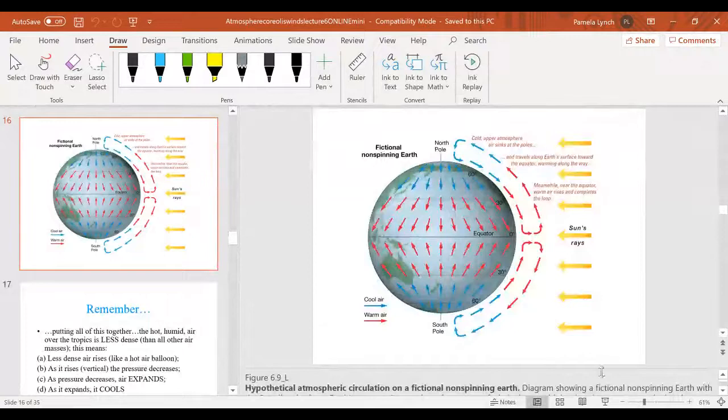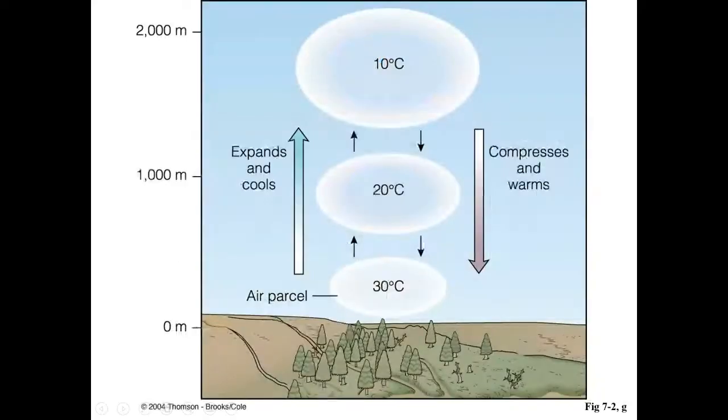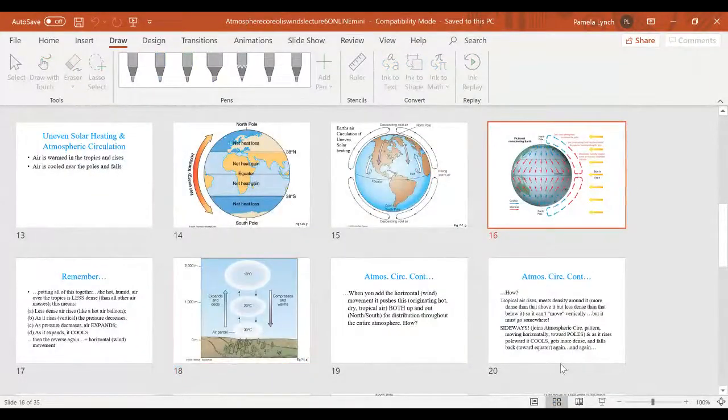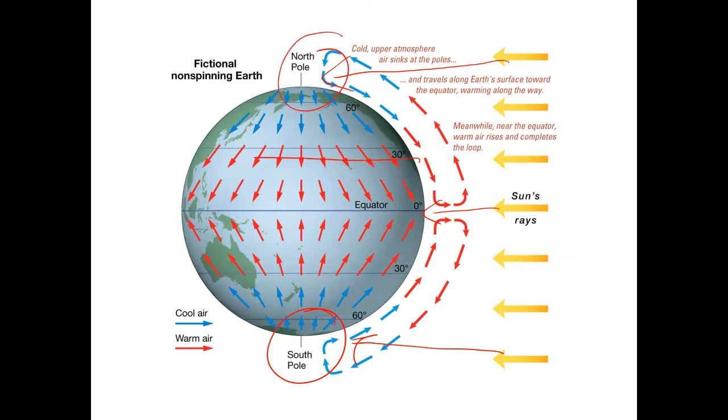Let's put all that together. So one more time, if the sun's rays are closer in the center in the tropical zones and further in the polar zones, and since they're closer and further, we have cold versus hot air, we have uneven solar heating.